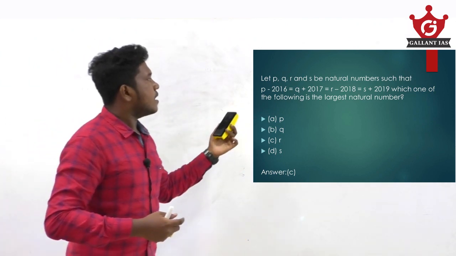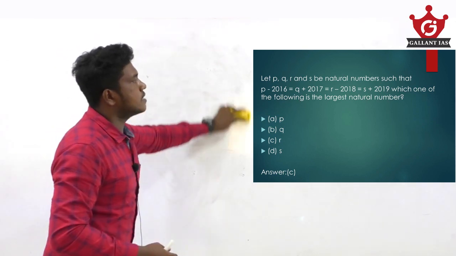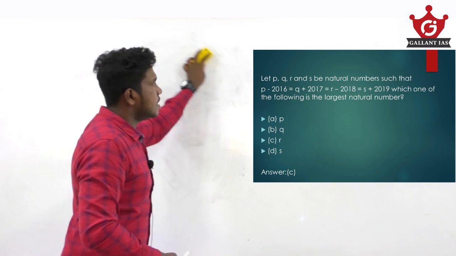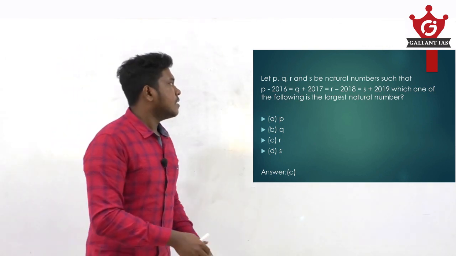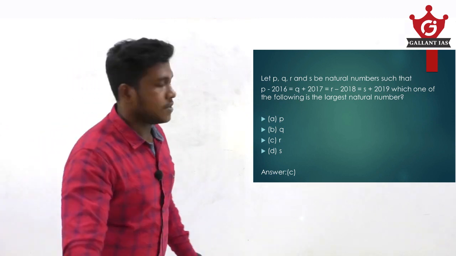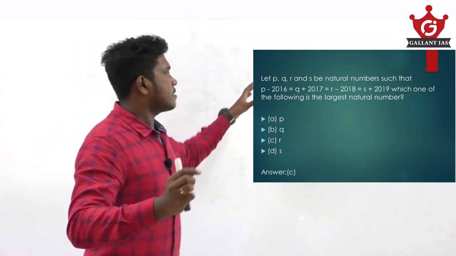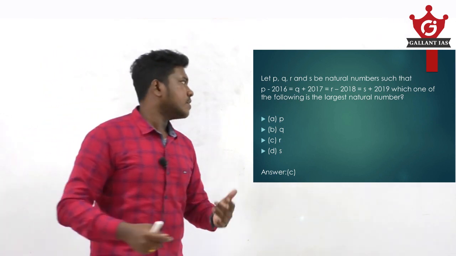Let P, Q, R and S be the natural numbers such that P minus 2016 is equal to Q plus 2017 is equal to R minus 2018 is equal to S plus 2019. Which one of the following is the largest number? So P, Q, R, S. There are four variables given, and we need to find which is the largest variable.